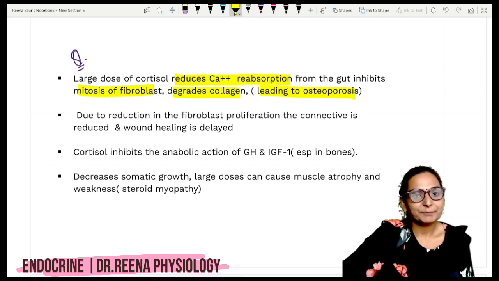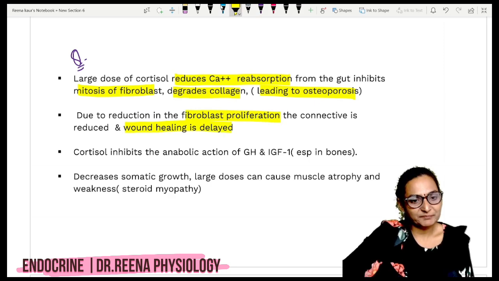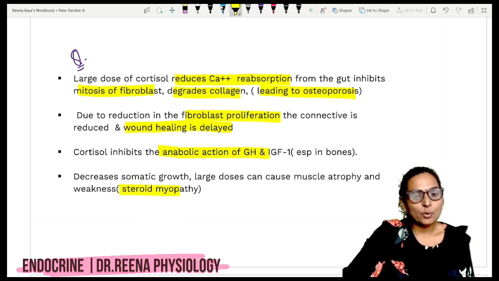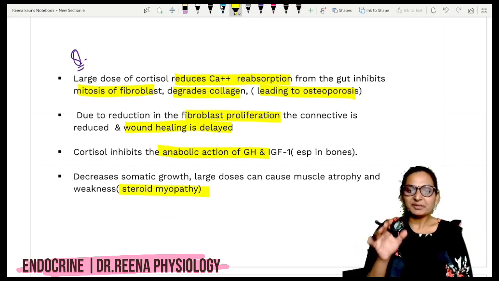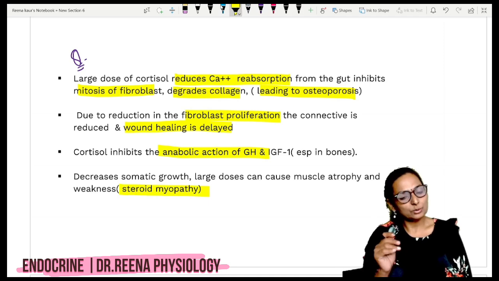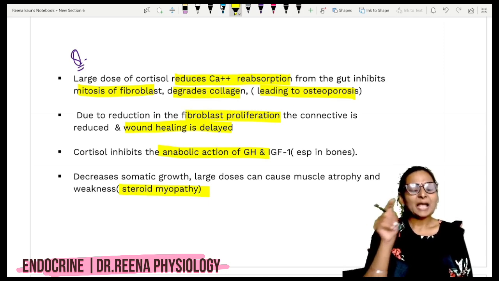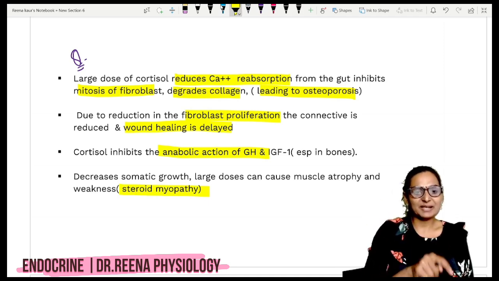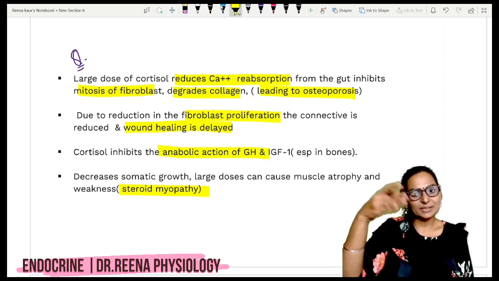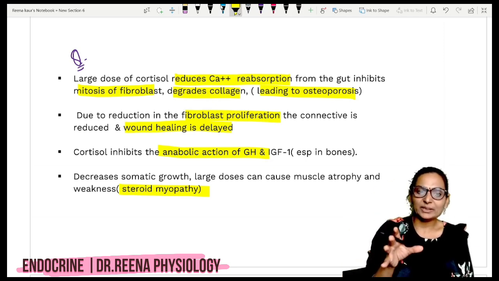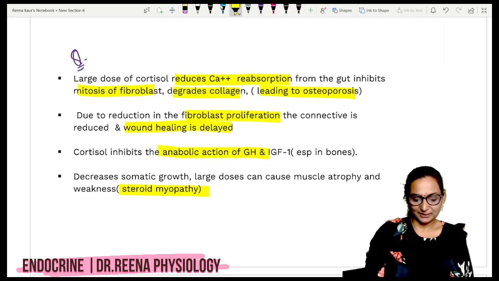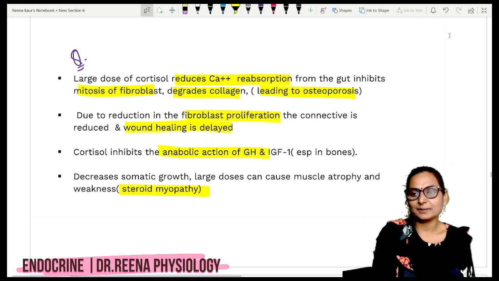This was an MCQ, okay? Then wound healing is delayed because it decreases fibroblast proliferation. It inhibits the anabolic effect of growth hormone. Large doses cause steroid myopathy, that means muscle weakness. Muscle weakness can occur also with excess of thyroid, and it can occur because of excess corticosteroids, because they cause depletion of the proteins and they result in myopathy.